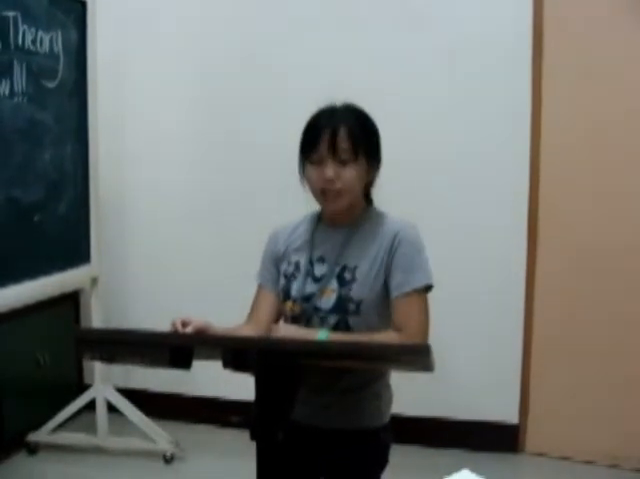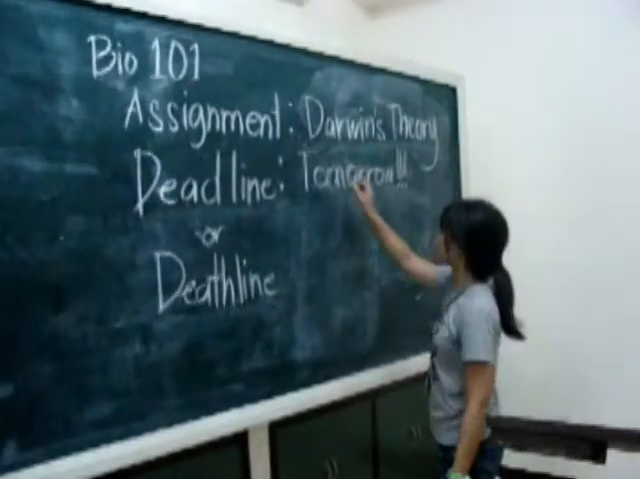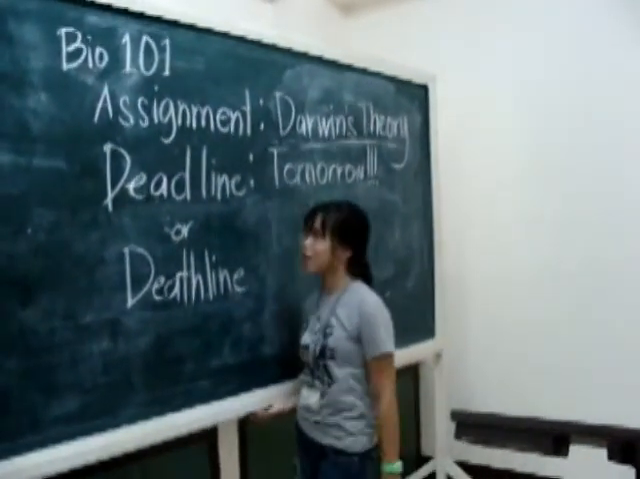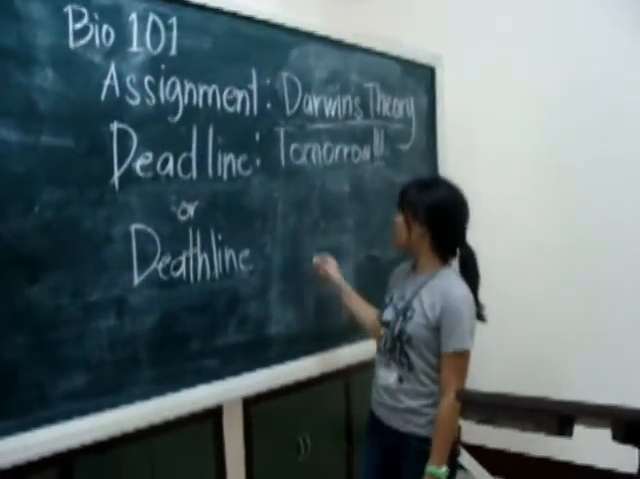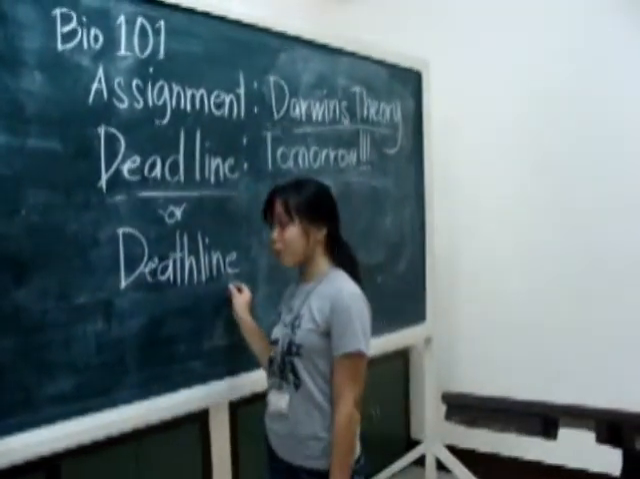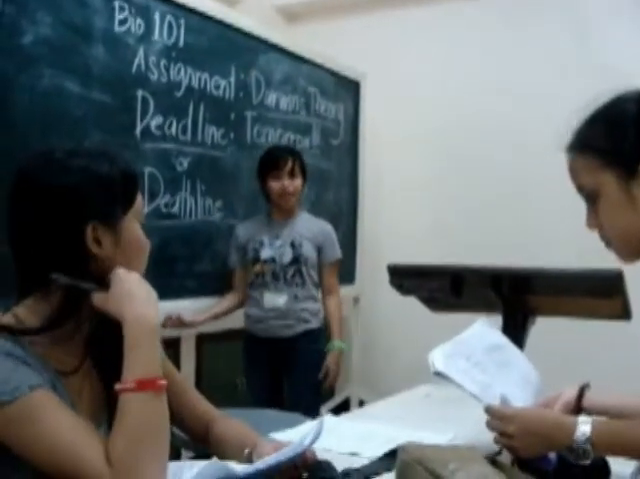Okay, since you're finished discussing deductive and inductive reasoning, I want you to take Charles Darwin's theory as an assignment and at the same time an application of what we have discussed. And the deadline will be tomorrow. Don't forget, deadline. Okay, class, do you understand? Yes, ma'am. Very good.